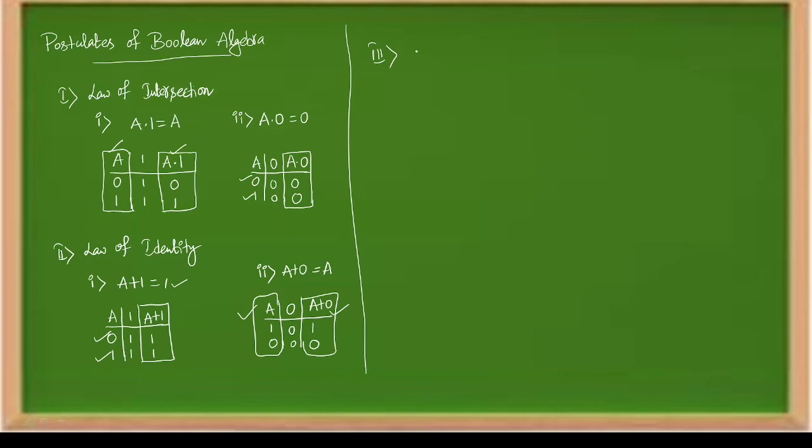Next one is the law of idempotency. In this law, we have two sub laws. First one is A plus A is equal to A, and the second one is A into A is equal to A. So here I can consider two columns again, A and A, and I need to check for A plus A.